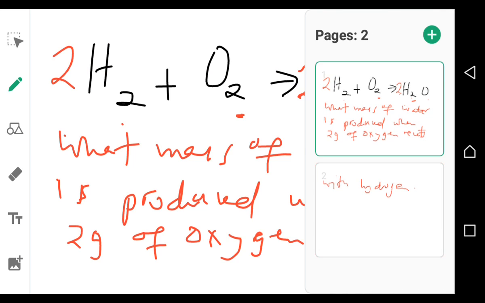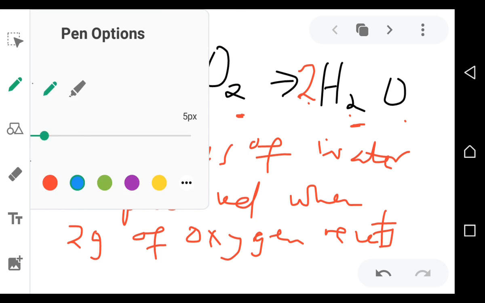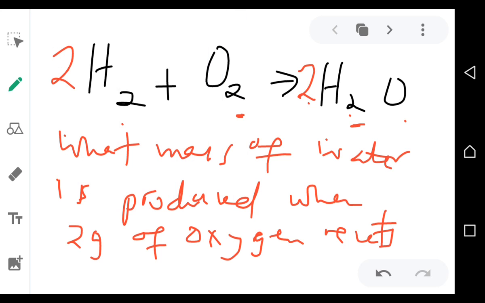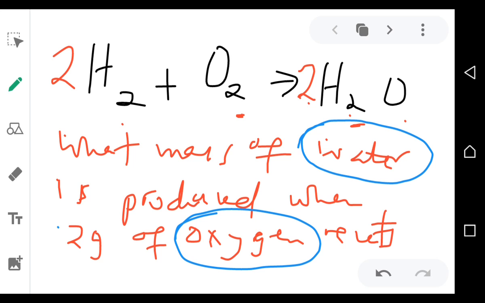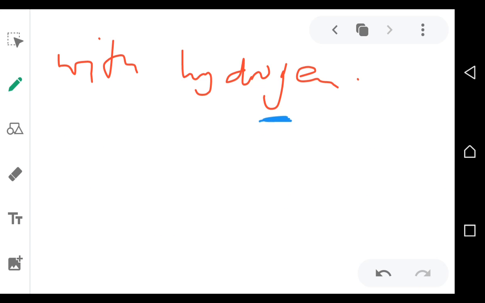The first thing you do when they give you an equation and then they ask you what mass of this is produced when this number of grams, you look at the question first, and then you concentrate on what is your point of interest. The question is what mass of water. So it means water is my point of interest. Water is produced when 2 grams of oxygen. So water and oxygen are my main things that I'm supposed to use. There are only 2. You always use 2. So this second part, hydrogen, is not necessary because the question is only talking about water and oxygen.